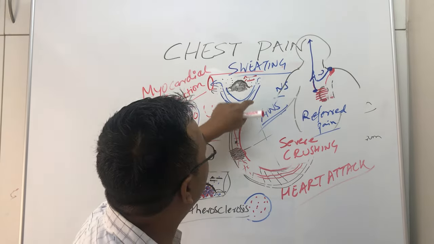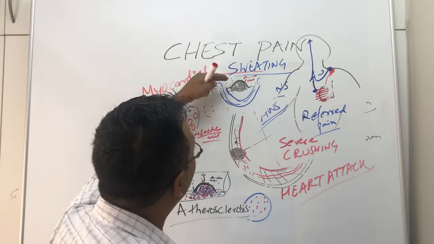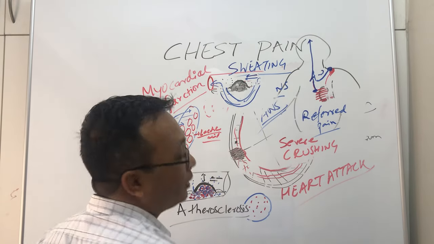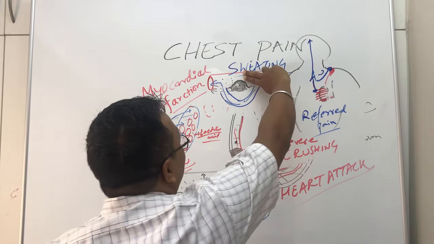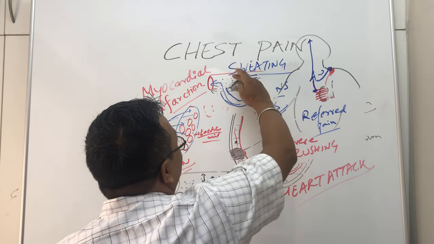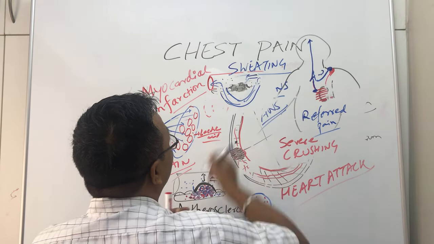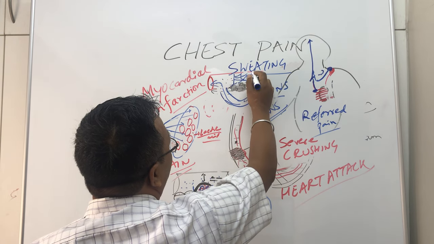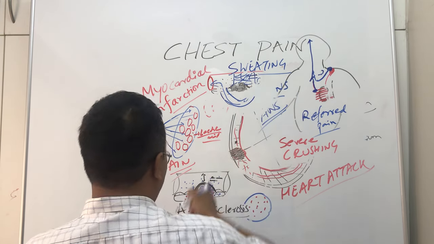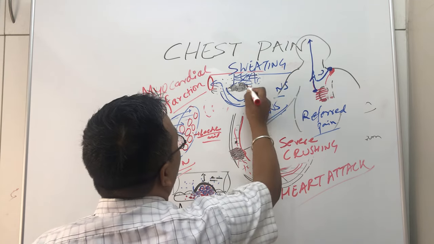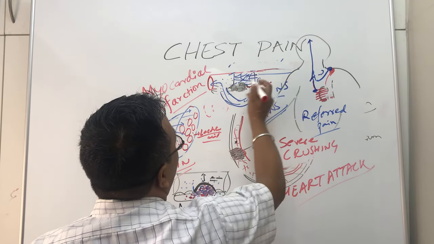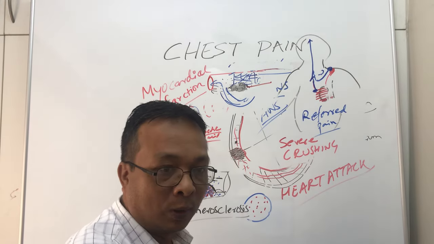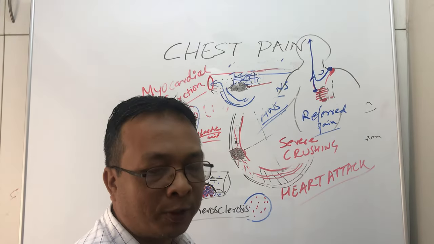Other people go for an operation where we put a thing here, and when we reach here, we put a net here and a net here. We put a meshwork of net, and as a result, the blood can now pass through. It's a net which is pushing this blockage downwards. So there are varieties of treatment.